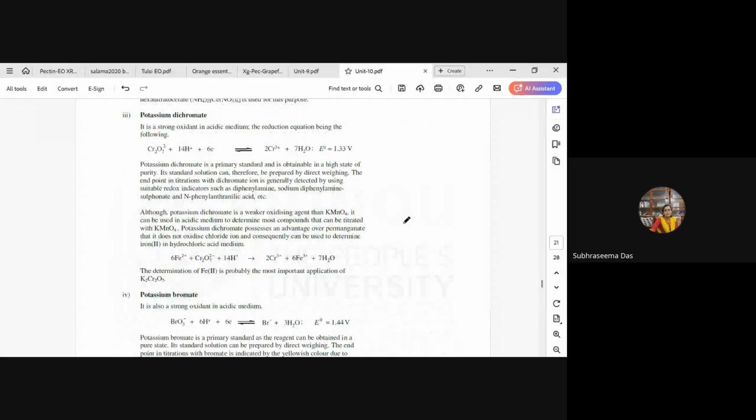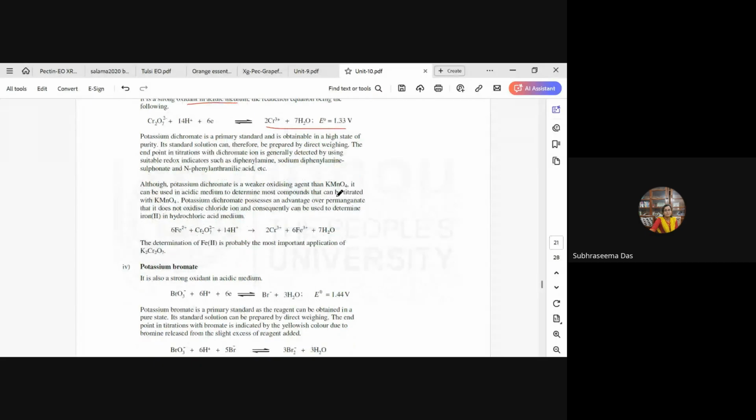Then potassium dichromate. Potassium dichromate is a strong oxidant. The reduction equation here, this is the equation. The E0 is 1.33 volt. It is a primary standard, and it is obtainable in a high state of purity. The endpoint in titrations with dichromate ion is generally detected by using suitable redox indicators.